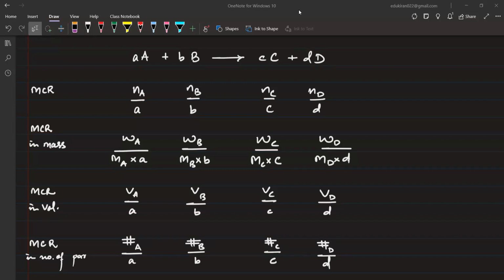So write this down. It's going to be easy. Don't worry about it. I have given you all the cases. It will become very easy for you. You just have to equate the MCR. That's it. So what's the last one? MCR in number of particles, number of molecules, number of atoms. It can be anything. Number of particles.